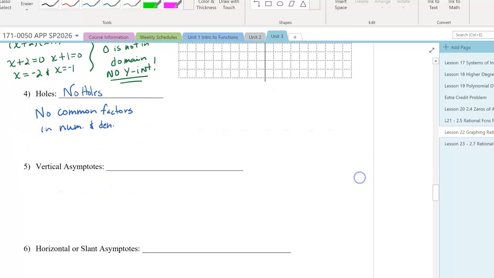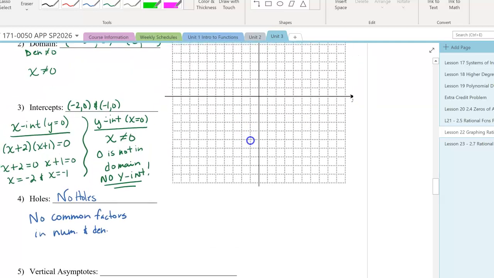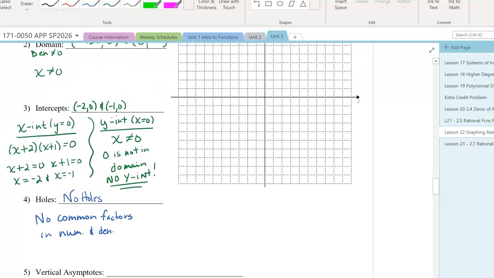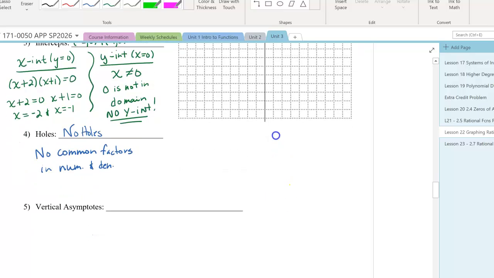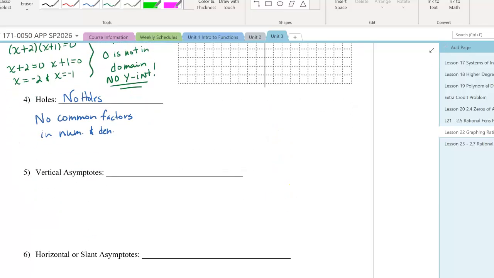So now we look at vertical asymptotes. Remember, vertical asymptotes go hand in hand with the domain. So the vertical asymptote is going to be x equals 0.